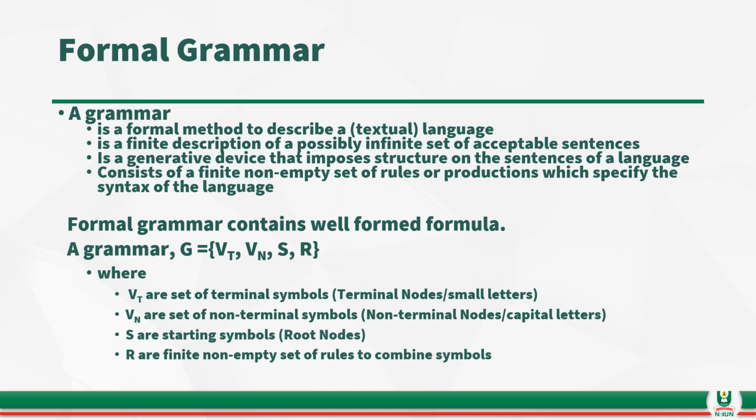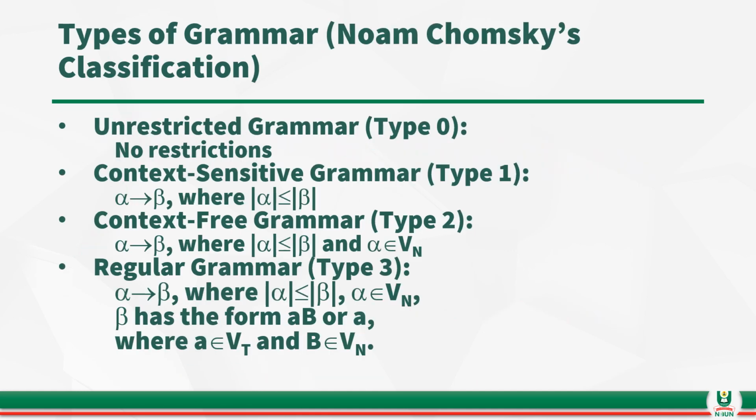So, known as type 2, and the regular grammar known as type 3. From this classification, we can see that the number of constraints in regular grammar is more than that of context-free, which is in turn more than that of a context-sensitive grammar.